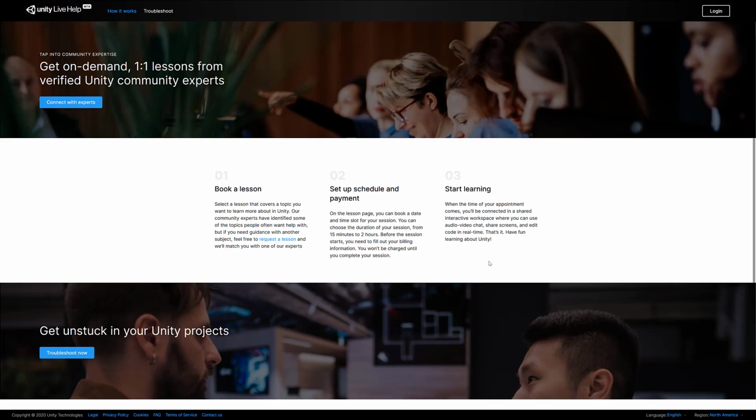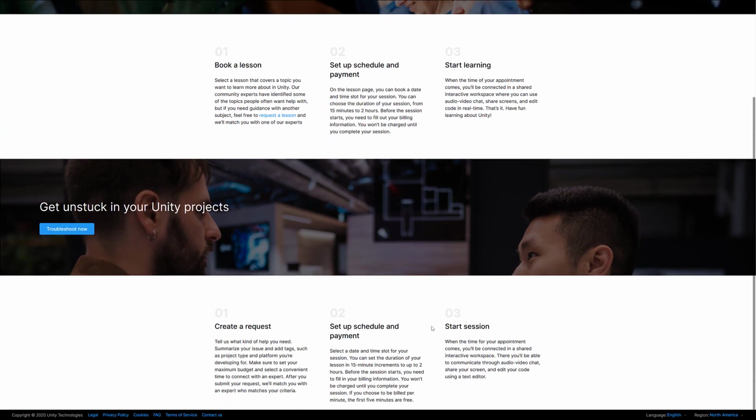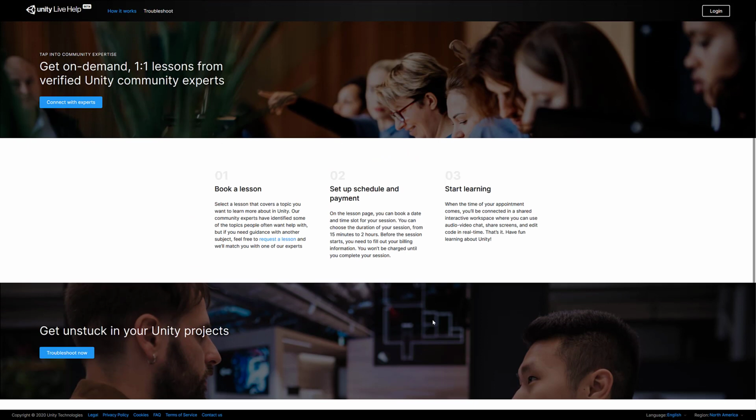So actually, we'll look at it right now. Live Help is a way of doing one-on-one lessons from verified Unity community experts. So you can basically register with Unity, I think, and start tutoring people for money. And that's if you're looking for direct tutelage with a person, a real person, as opposed to tutorials or courseware or whatever, Live Help might actually help.